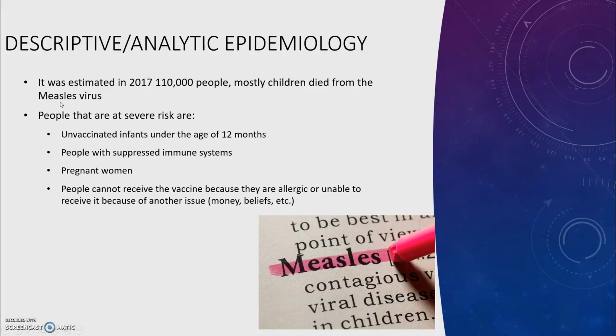Descriptive analytical epidemiology. It was estimated in 2017 that 110,000 people, most of them being children, died from the measles virus. People who are at most severe risk are unvaccinated infants under the age of 12 months, and then people with suppressed immune systems, pregnant women, and people who cannot receive the vaccines because they're allergic or unable to receive it because of another issue. These other issues can have to do with funding from the government because not everybody can receive this vaccine, beliefs, etc.